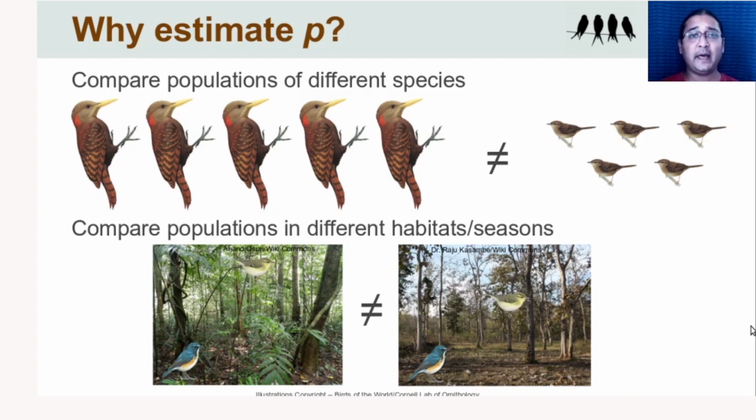So, if you want to compare the population sizes of different species, you need to know the probability of missing individuals for different species, and then correct for that to be able to get at the right estimate of the population sizes of these species.